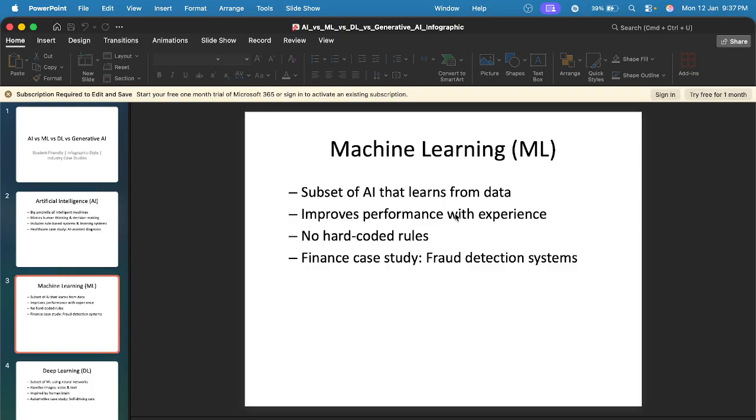In the deep learning part, you need to remember these 3 lines. If you want to give an example in an interview board, you can say that it's inspired by the human brain. Not that it works like a human brain; you can say it's inspired by the human brain. That's enough. It's a subset of machine learning using neural networks. It handles image, voice, and text.